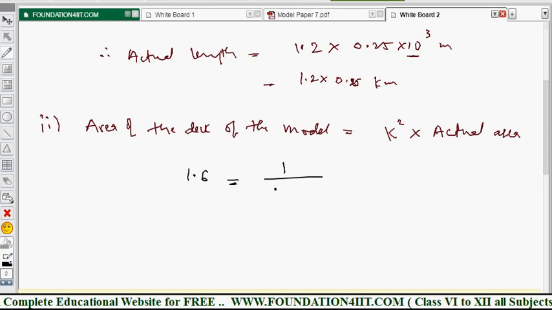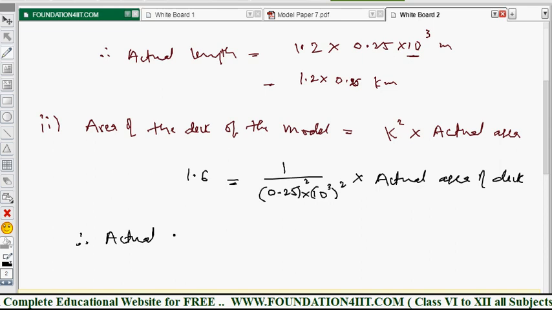So k is 1 by 0.25 into 10 power 3. So whole square. So for this you apply square, and for this also apply square, into actual area of the deck. Actual area of deck. So this is in square meters. Now from this, therefore actual area of the deck, that we can find out easily, just multiply.